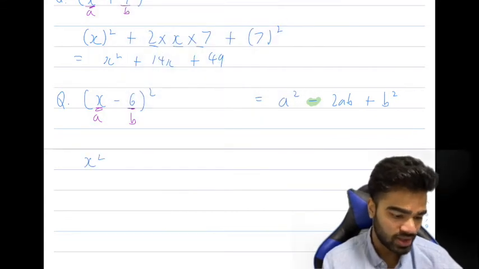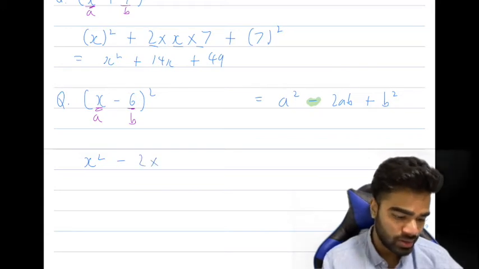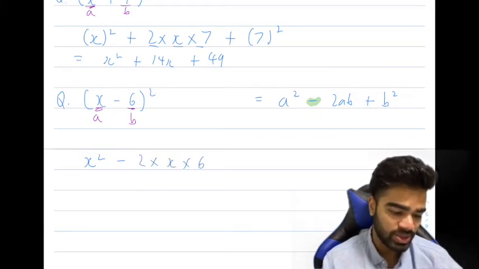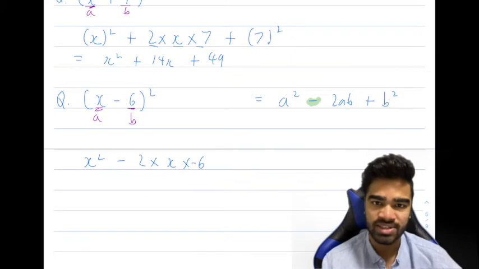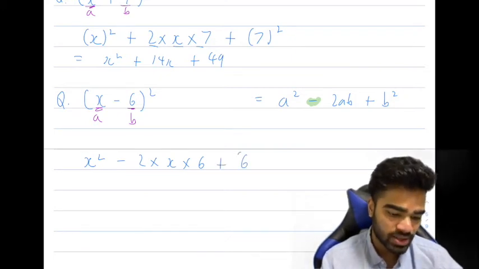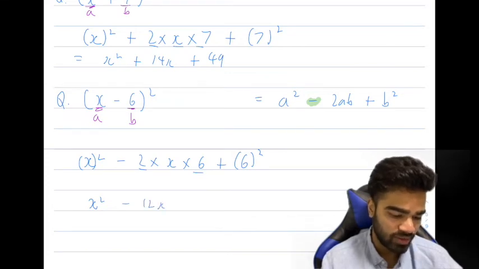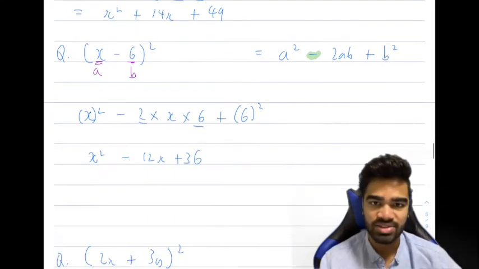So a squared is x squared minus, this is always a minus no matter what. 2 times a is x times b is just 6, not negative. You don't put a negative 6 there. That would be incorrect. So it would just be 6. Plus b squared is 6 squared. So I should be putting these in brackets when I do square. So you have x squared minus 2 times 6 is 12x plus 6 squared is 36. And that's it. That's the expanded form.